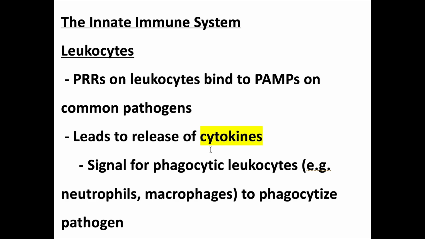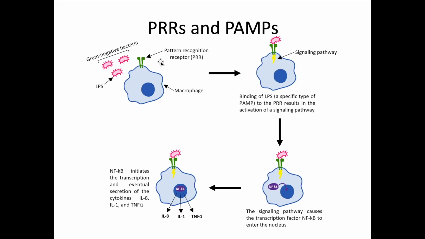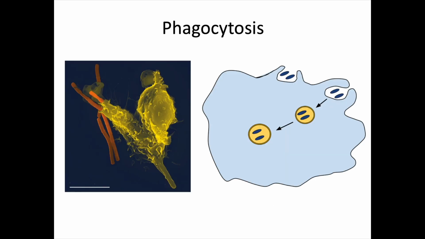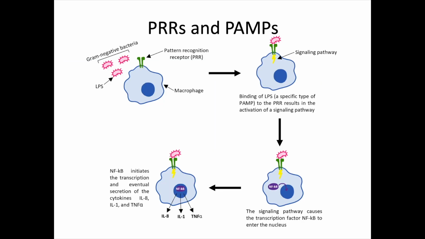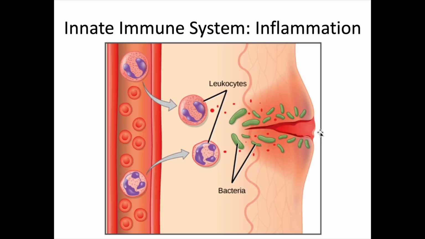So this is how we get rid of bad things. This is how we get rid of pathogens floating around: recognize them, send out cytokines, bring in cells that will eat them, and then destroy them. This process can be brought about by just bacteria floating around in the body, but this process can also be brought about through tissue damage.